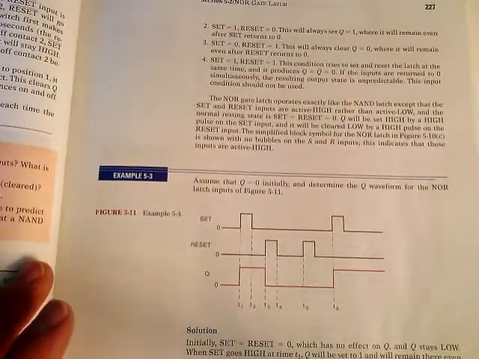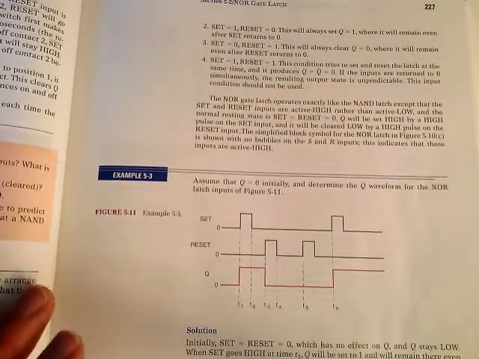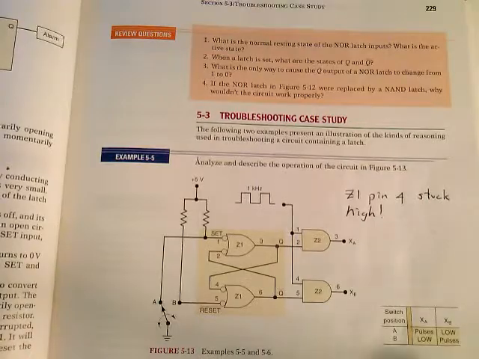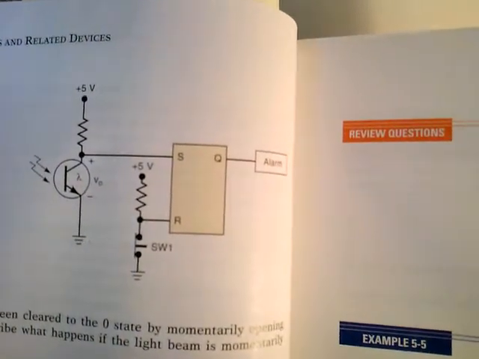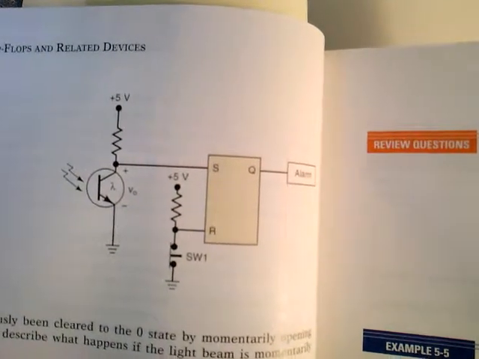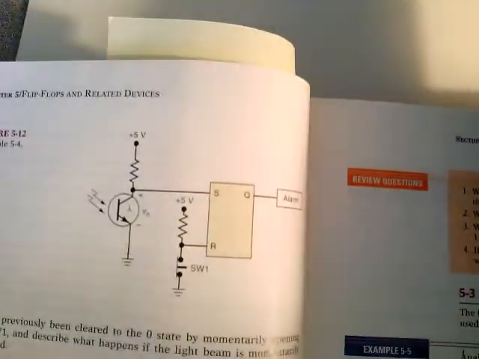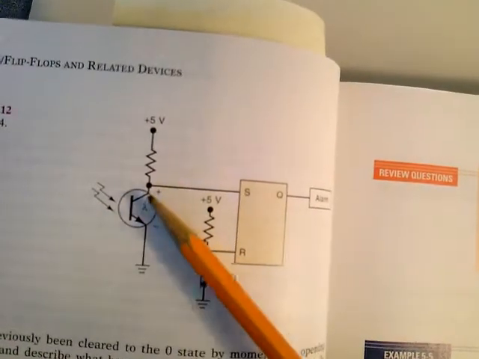They talk about in this book, figure 5-12 shows a simple circuit that can be used to detect interruption of a light beam. Just make sure you look that over. This is what the circuit looks like right here. Real easy to understand. The alarm will go off. When's the alarm going to go off? Well, as long as there's light on that photocell, as long as there's light on this photocell right here, this output's grounded. This is low.